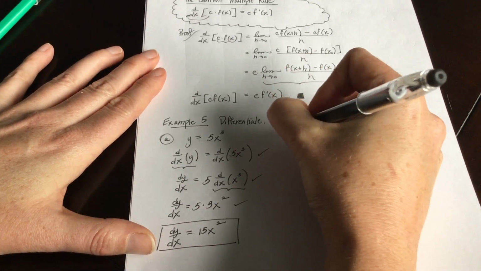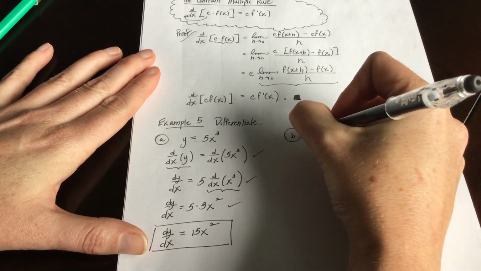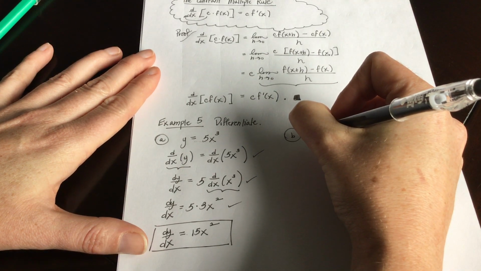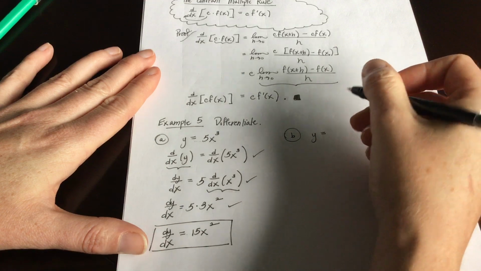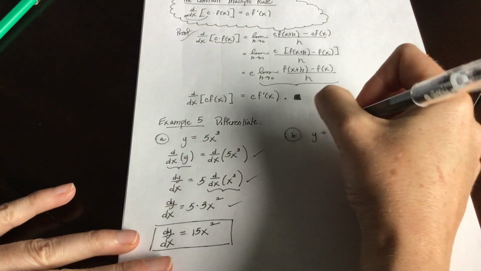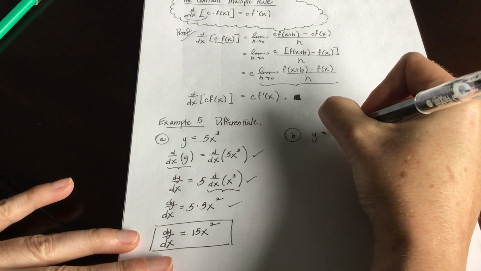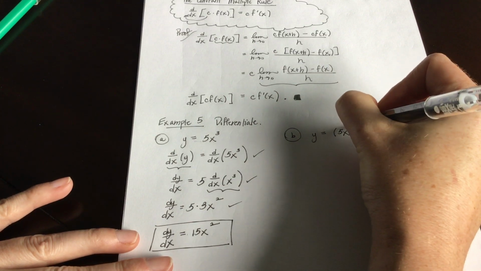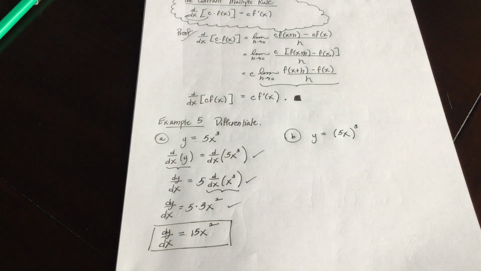All right, let's do something similar. Part B, let's say I give you y equals, and let's give you something very similar to what I just gave you. Let's give you 5x, and this times quantity cubed. So this is a good time to pause the video and do what you're going to do with it. I will tell you this one is kind of a sneaky one.